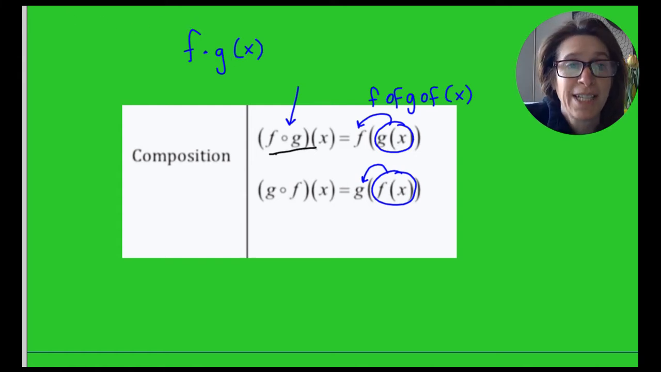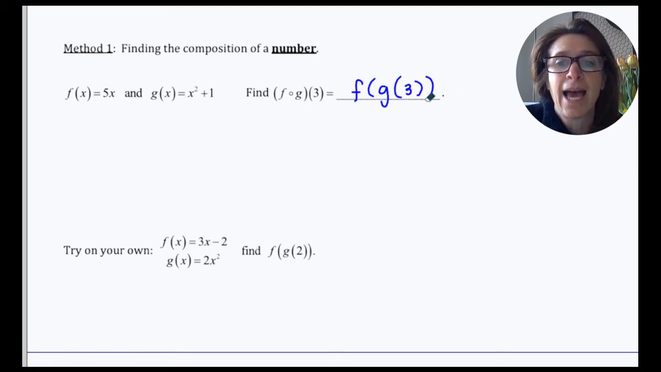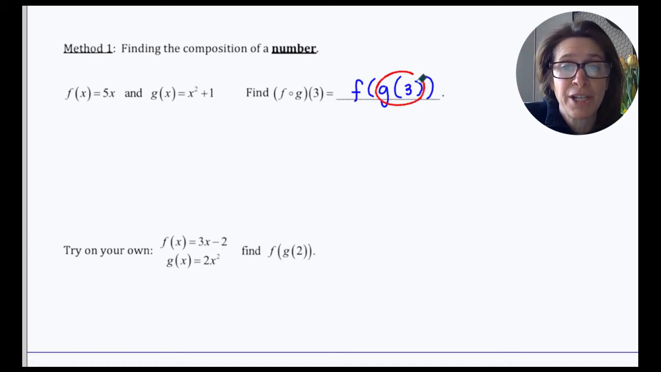All right, so let's take a look at it. Here's an example. If we want to find the composition of a number, meaning find f of g of 3, think about it like this: f of g of 3. Those mean the exact same things. Okay, so what does that mean? Well, we're going to evaluate g of 3. So we're going to plug 3 in for x, we're going to square it, and we're going to get 10. All right, so g of 3 is 10.